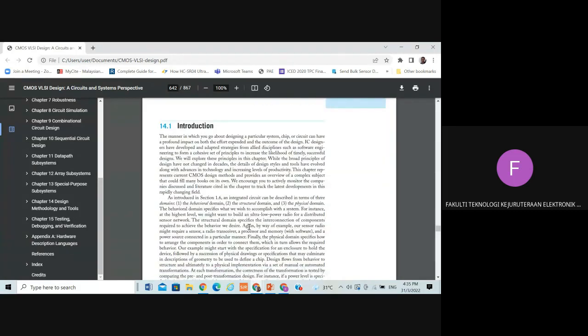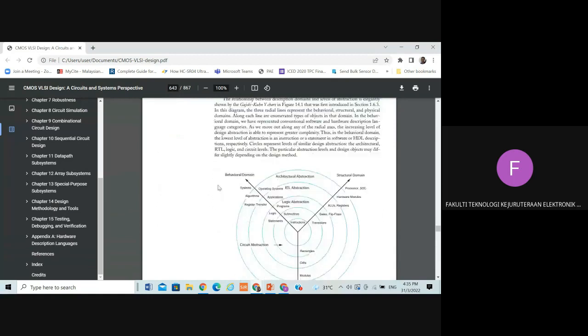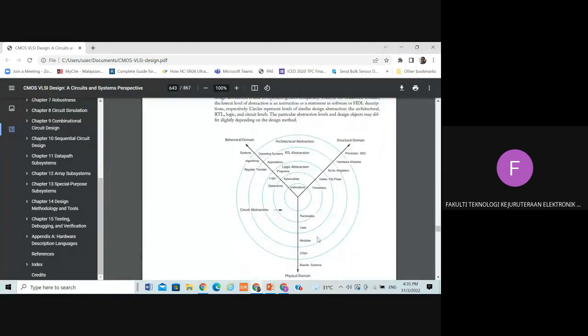You can see the process. Here is actually the level of abstraction. You look at the angle here, you see, we already discussed this one. You look at the lower levels, the inner we go, the lower the level. For example, we go to the structural domain here. So processor, SOC, this is actually the higher level in terms of the structure of digital circuits, digital systems.